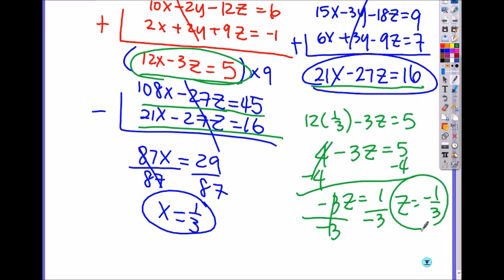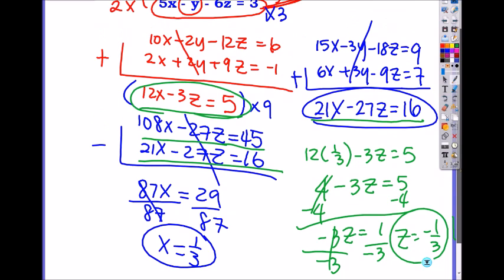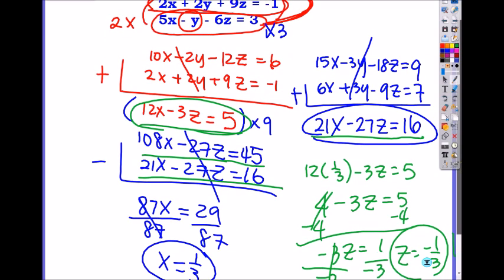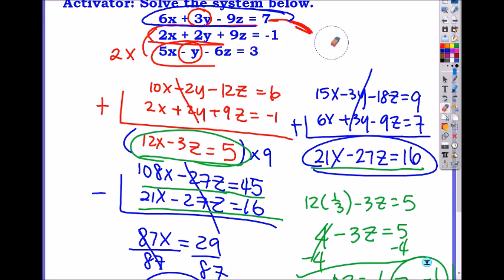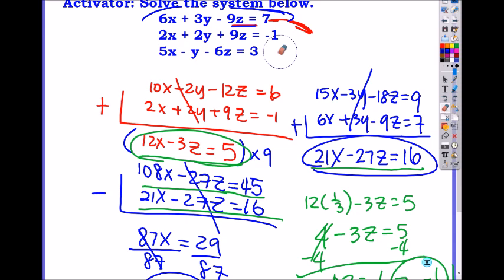Now, what's your final step? Go back all the way up and plug in x and z to find y. So which one do you want to plug it into? Which one looks the easiest or simplest? Second one? Not the last one? The last one, I guess. I think the top one because it's 1/3, so it's easier. Yeah, okay. Let's plug into the first one.